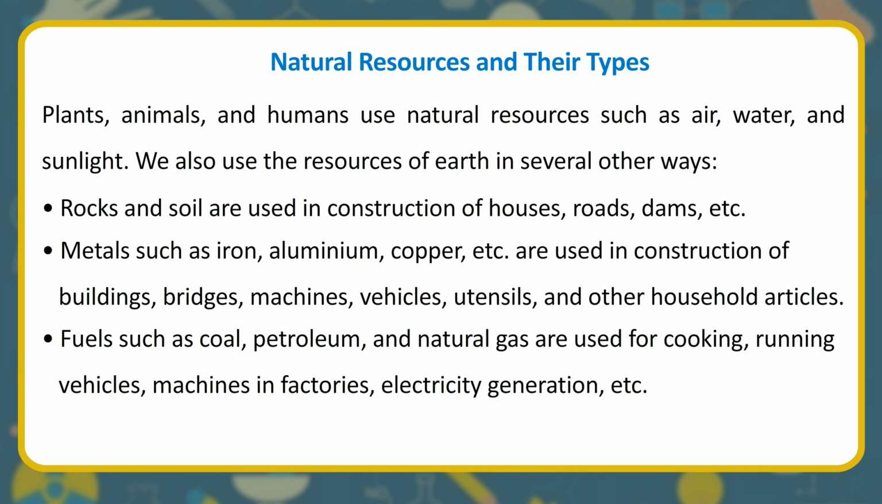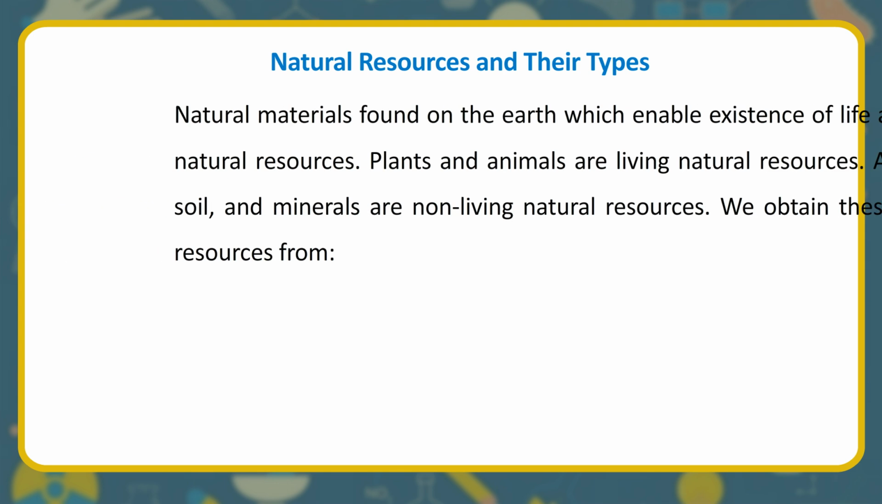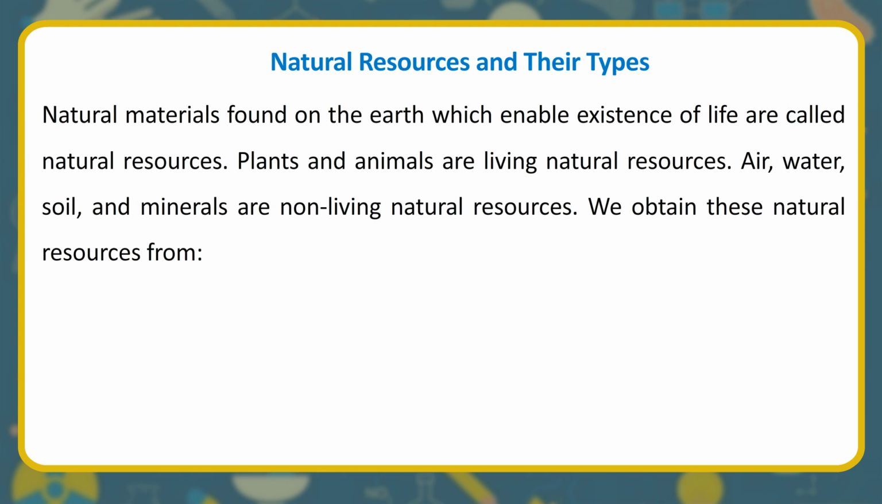Fuels such as coal, petroleum, and natural gas are used for cooking, running vehicles, machines in factories, electricity generation, etc. Natural materials found on the earth which enable existence of life are called natural resources. Plants and animals are living natural resources. Air, water, soil, and minerals are non-living natural resources.